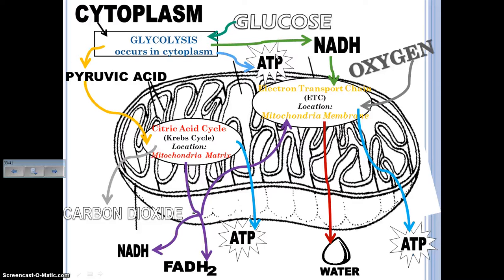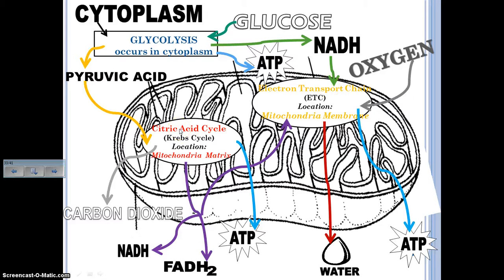So how can I remember the other things being produced here in glycolysis? Each step is going to produce materials needed to activate the next steps. So pyruvic acid is going to be used to activate the citric acid cycle, and NADH is going to be used to activate the electron transport chain.